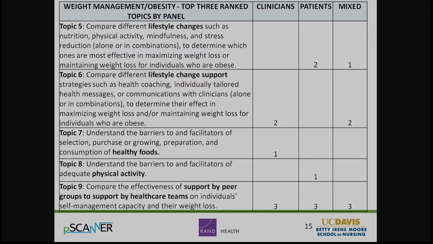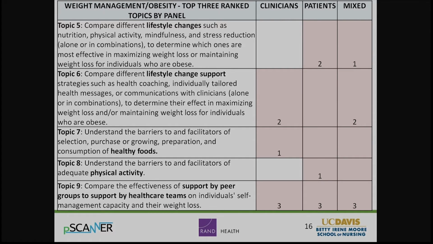So for the other results, we will focus on the top 5 topics. These were the top 5 for weight management obesity. What you're seeing here is the topic, and here is the rank by each of the panels. Where you see a number 1, that means that was the top ranked project by mean score for that panel. So topic 5 was the top ranked for the mixed panel and second for patients, whereas topic 9 was the third ranked topic for all 3 panels. So that's by mean score.